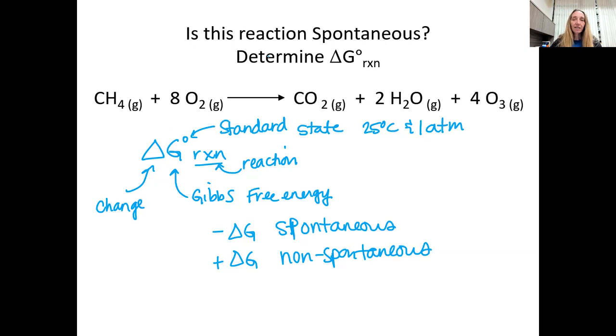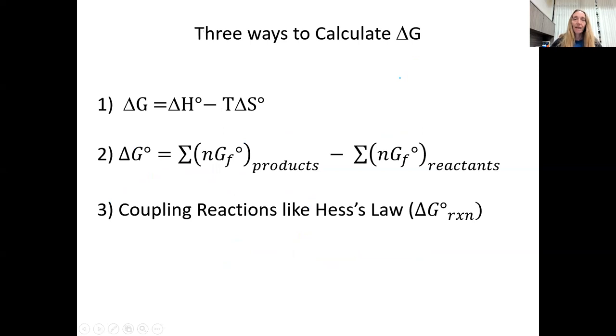So is this reaction spontaneous? We're going to determine if this delta G of the reaction is a positive number or a negative number. That will tell us if it's spontaneous. Now, there are 3 different ways to calculate delta G. The first way is delta G equals delta H minus T delta S. Notice this way doesn't have that little naught symbol, so we can calculate delta G at any temperature conditions.